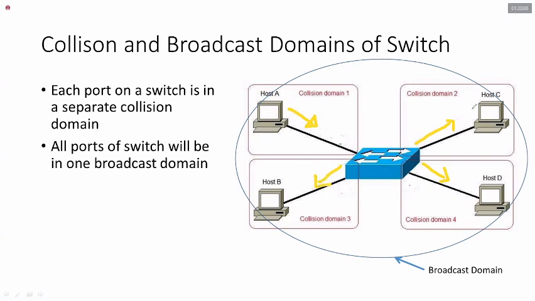So that means A, B, C, and D all are in one broadcast domain, right? Everybody is in one broadcast domain, but these 4 people are in 4 collision domains. Why? Because each of these computers can send data simultaneously without getting a collision. Because unlike the hub, the switch doesn't copy everything to all the people. It will only send it to the required person. Okay.